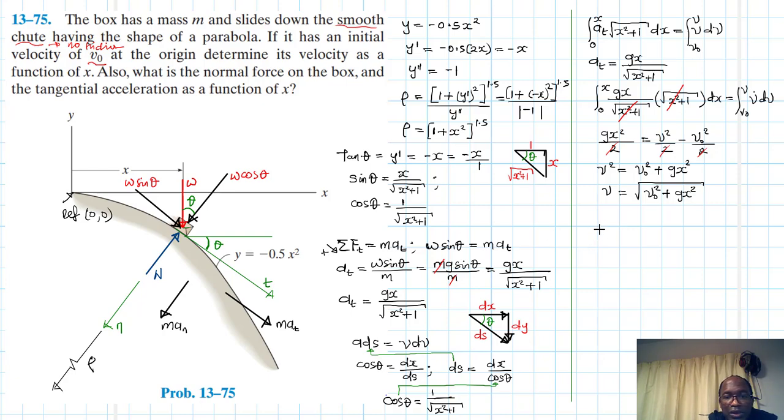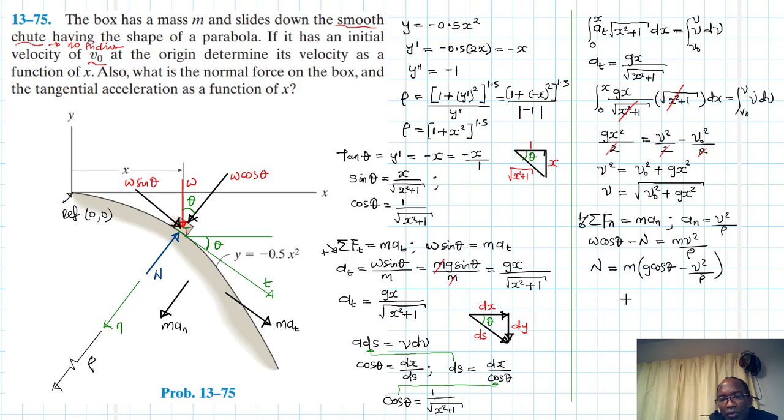So let's apply the summation of forces in the n direction, with going down being our reference, and this is just equal to m a_n, where our a_n is just equal to v squared divided by rho. What do we have in that direction? We have W cos theta minus N equal to m v squared divided by rho. We want to find N, so our N will be equal to m, open brackets, g cos theta, and then minus v squared divided by rho.